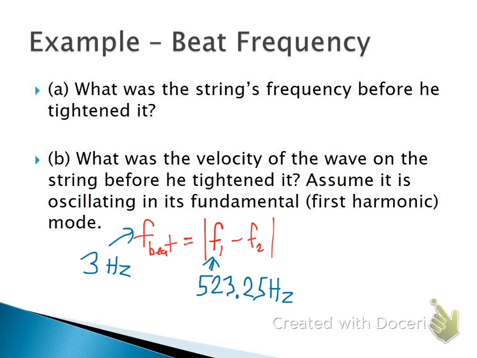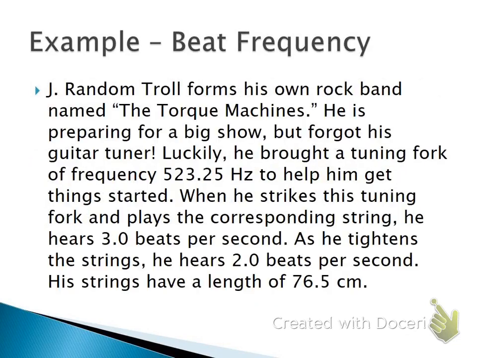Since this is an absolute value, there are 2 possibilities for F2 that'll give me a value of 3. So it's going to be either 520 or 526. Now, which one is it? All right, well, let's go back and look at the rest of the wording of this problem. He tightens the string, and then he hears 2 beats per second. When you hear fewer beats per second, you know that you're getting closer to being in tune. So what effect would tightening the string have on its frequency?